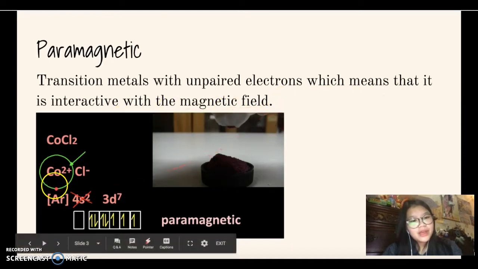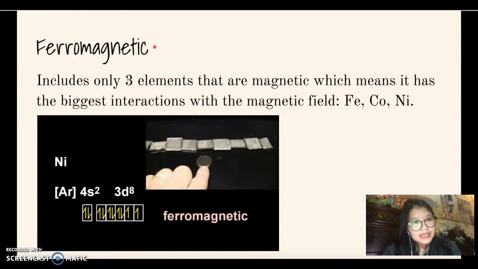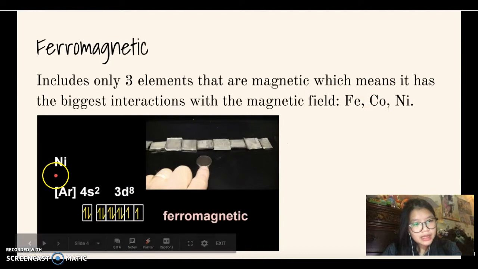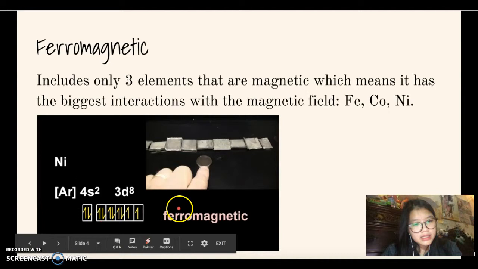field. An example here is cobalt, and as we can see, the electron configuration here has three unpaired electrons, therefore making it paramagnetic. Next, we have ferromagnetic. Ferromagnetic is technically paramagnetic as it is interactive with the magnetic field. However, this contains only three elements, basically iron, cobalt, and nickel. Therefore, an example being given here is nickel. Therefore, it is ferromagnetic.